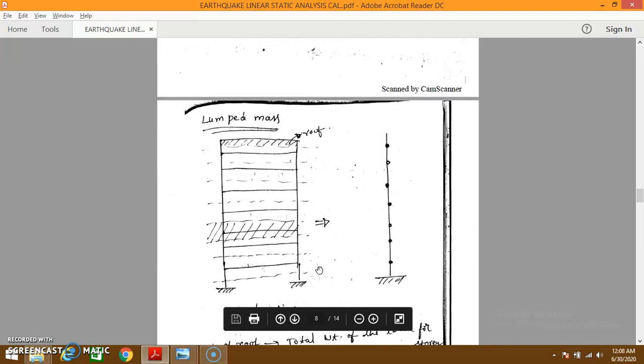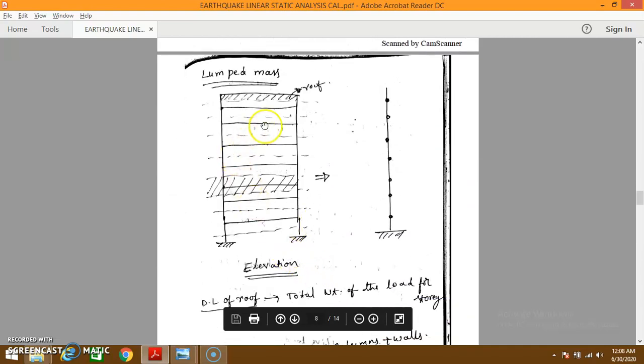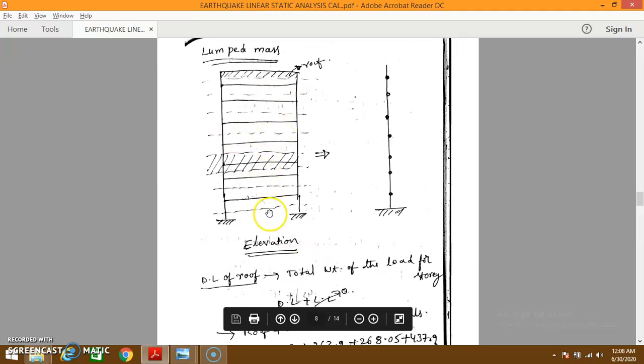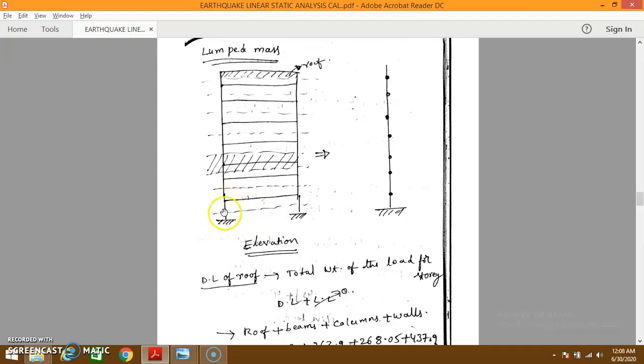Roof is 0. Okay. Next, lumped mass. What is lumped mass? Lumped mass is the portion from a column center to the column center above. This hatched position in between is the lumped mass. This column center position to the column center position below the roof, this total we take as the lumped mass.